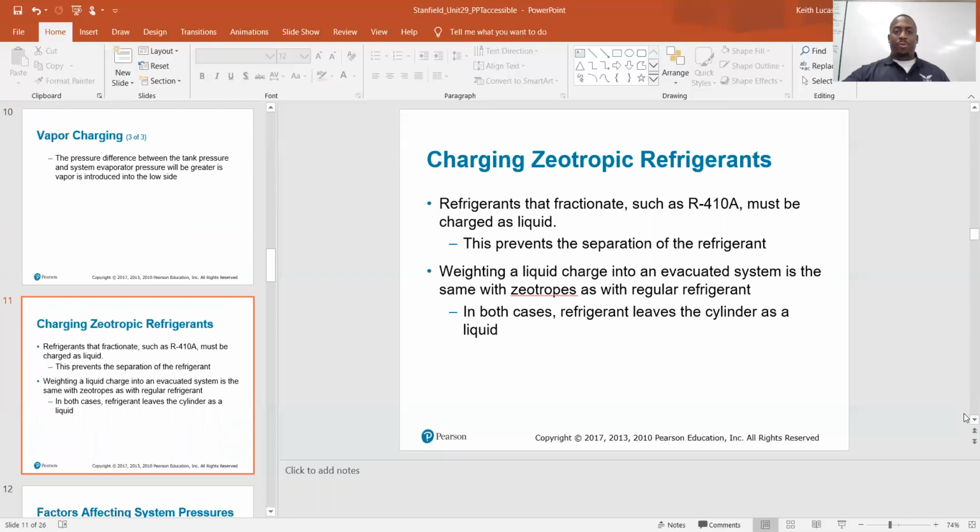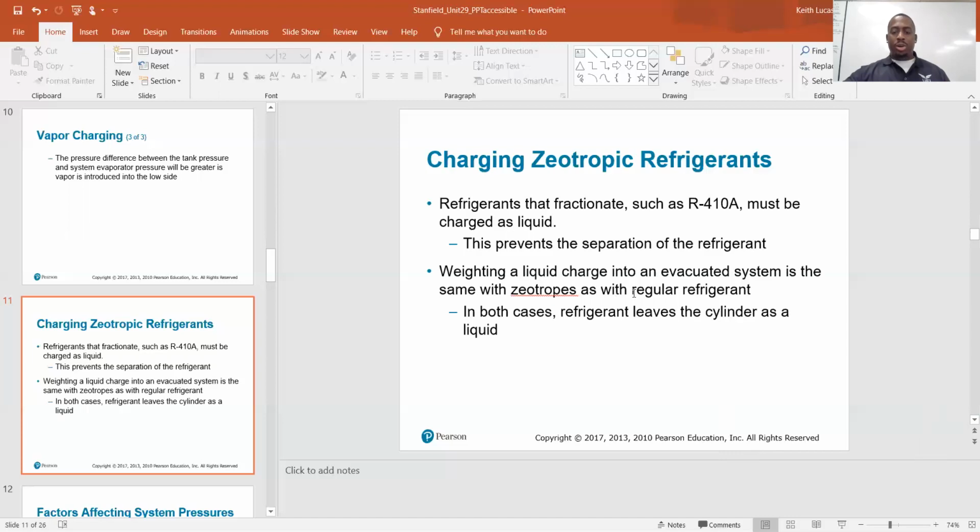Charging zeotropic refrigerants. Refrigerants that fractionate, such as 410A, must be charged as liquid. This prevents the separation of the refrigerant. Zeotropic blends are blended refrigerants, and they have different rates of evaporation. In vapor form, it's like a different refrigerant, but in liquid, it's easier to work with, because it doesn't separate.